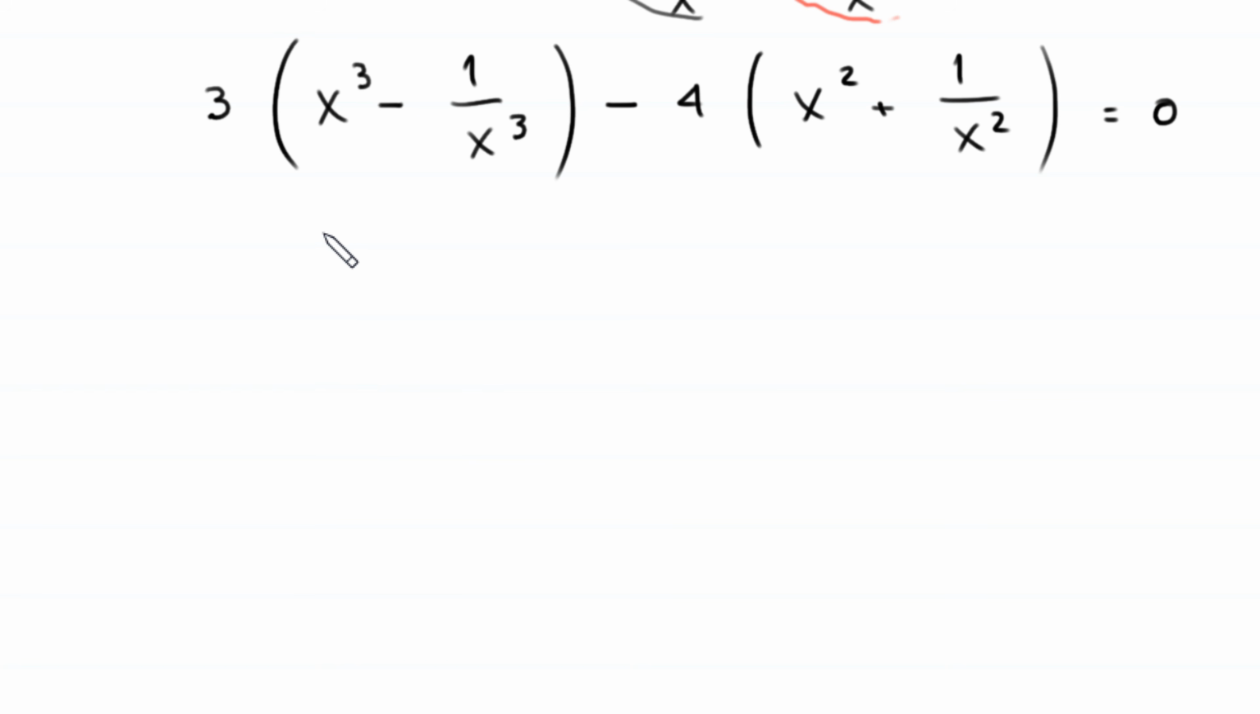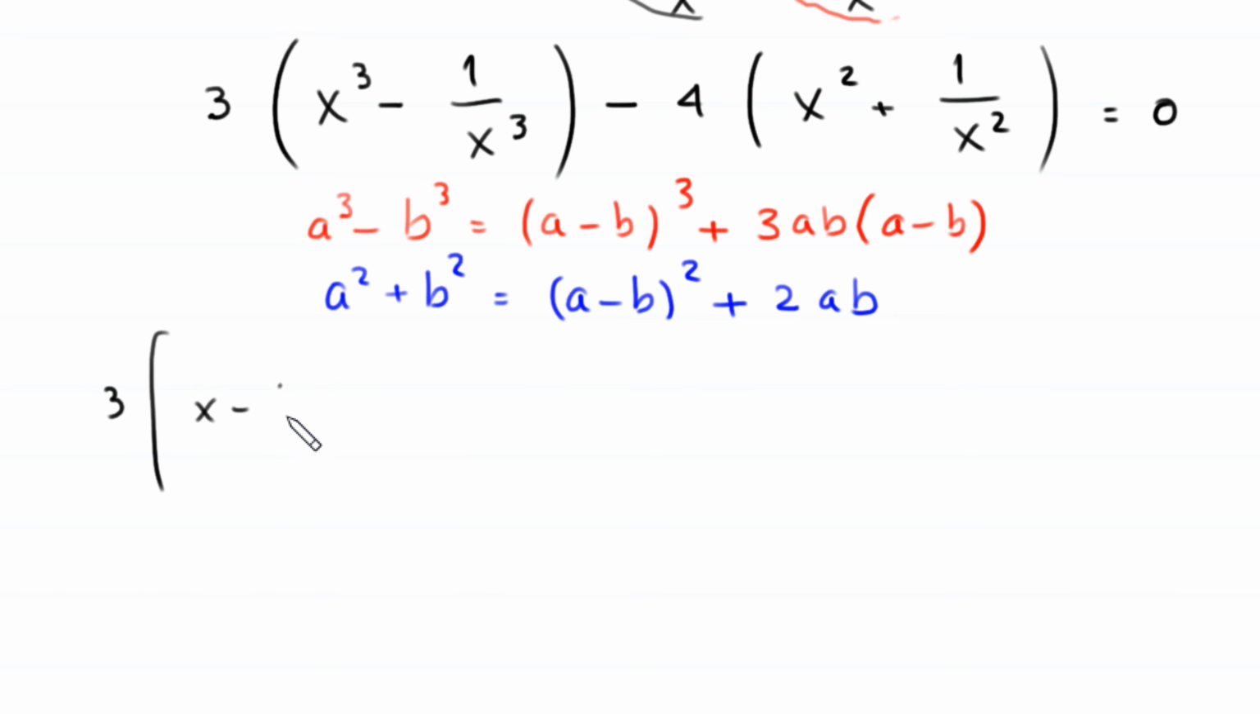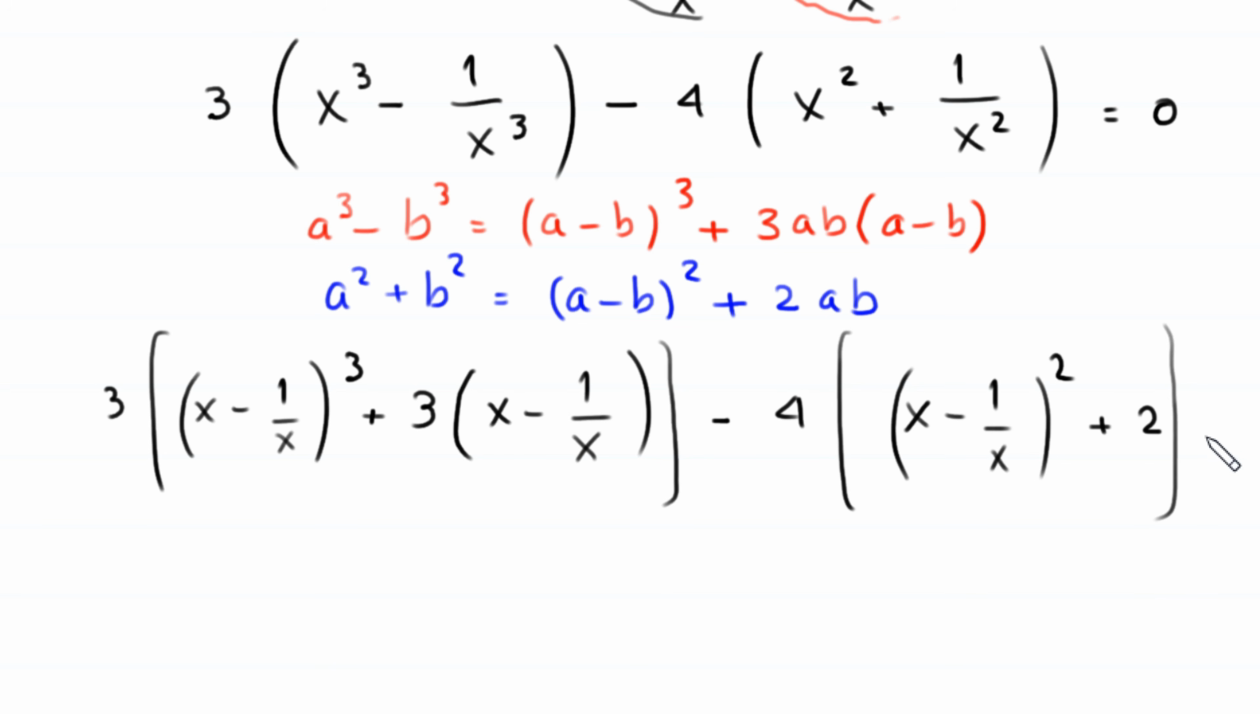Now by using this algebraic identity, a cubed minus b cubed equals a minus b whole cubed plus 3 times ab times a minus b, and by using this identity, a squared plus b squared equals a minus b whole squared plus 2ab, this will become 3 times x minus 1 over x whole cubed plus 3 times x minus 1 over x minus 4 times, this will become x minus 1 over x whole squared plus 2 equal to 0.